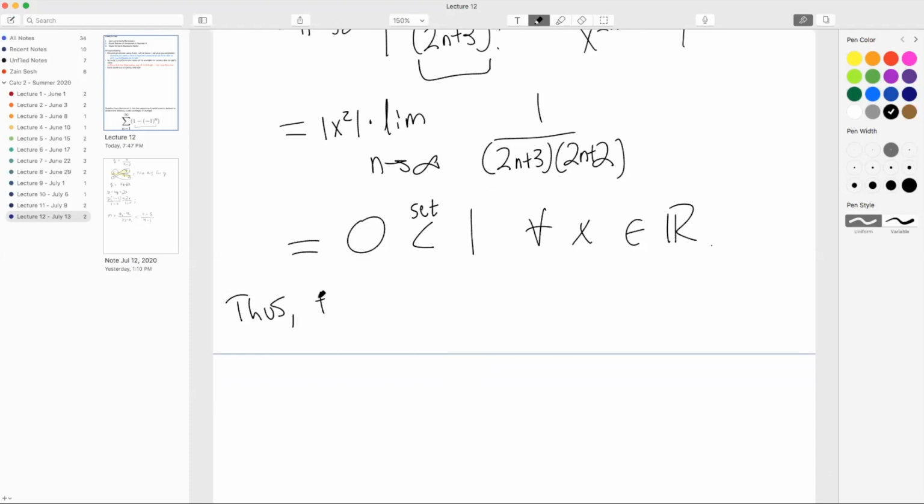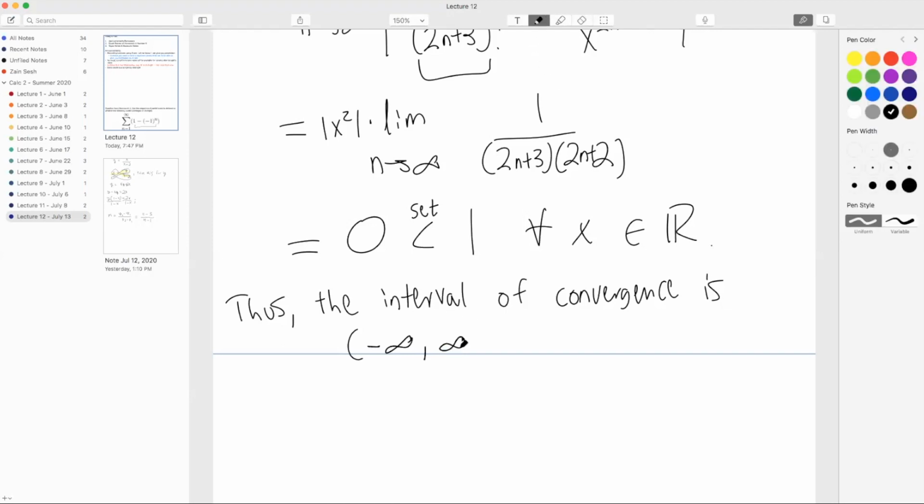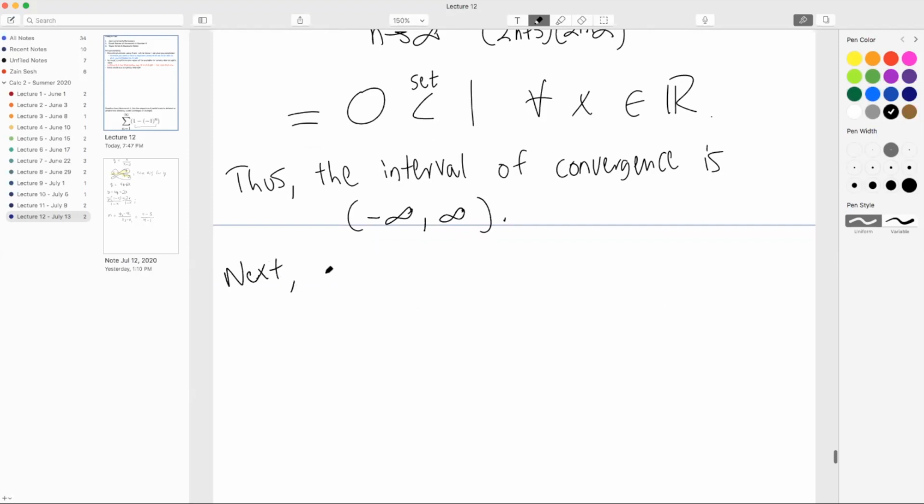Thus, the interval of convergence is minus infinity to infinity. So this series will converge no matter which x value we plug into it. Now we just need to make sure that it converges to the right thing. Does it actually converge to sine of x? So next, we want to show that the remainder term goes to 0. Just recall that by theorem part 2, that will prove that the Taylor series converges to the correct thing, that it does converge to sine of x.